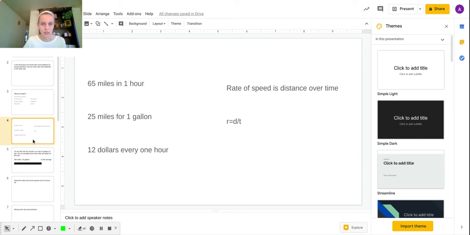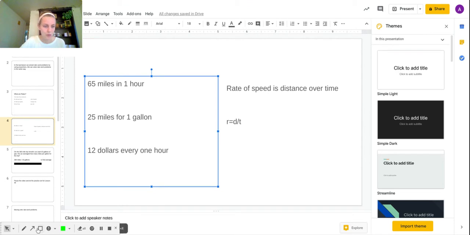So let's break that down. A rate of speed is distance over time. So the rate of speed is distance. Let's say we're going 65 miles, right? This is our distance, over 1 hour.